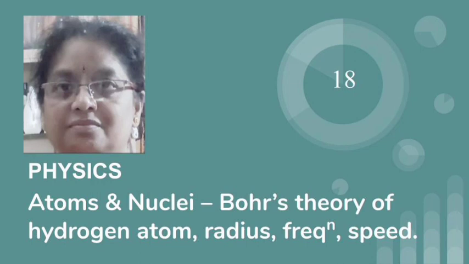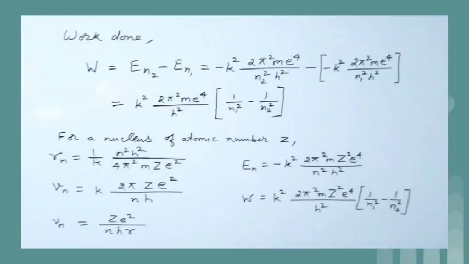When an electron moves from a lower orbit, for which the quantum number is n1, to a higher orbit for which the quantum number is n2, then the work done is equal to En2 minus En1, so that W is equal to minus k square 2 pi square m e to the power 4 by n2 square h square minus of k square 2 pi square m e to the power 4 by n1 square h square, which is equal to k square 2 pi square m e to the power 4 by h square into 1 by n1 square minus 1 by n2 square.